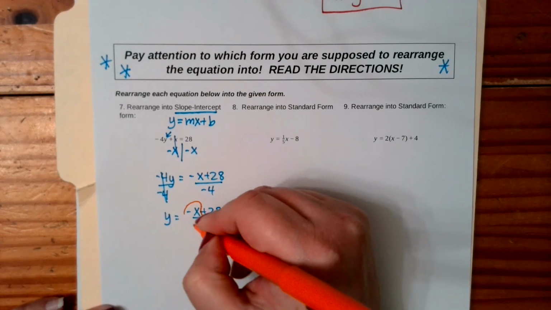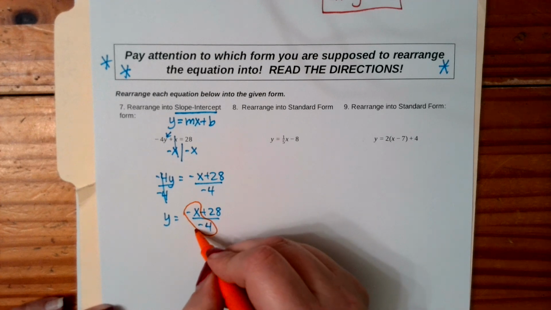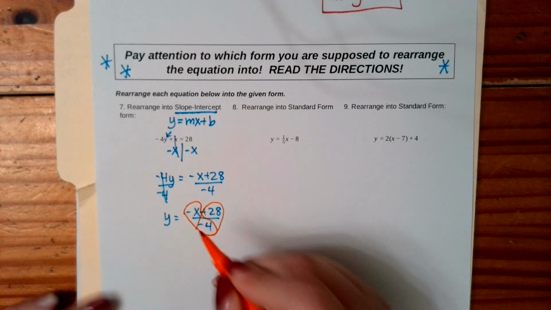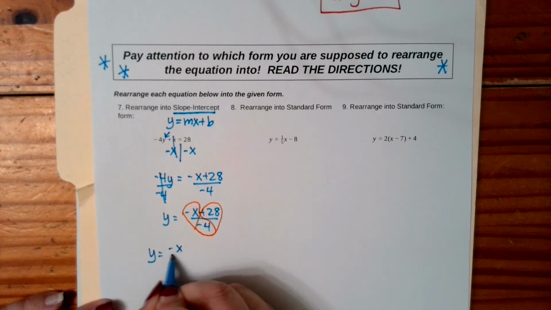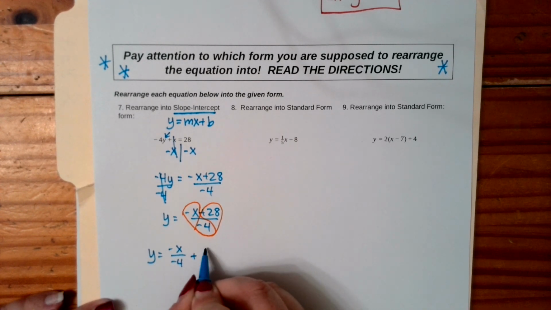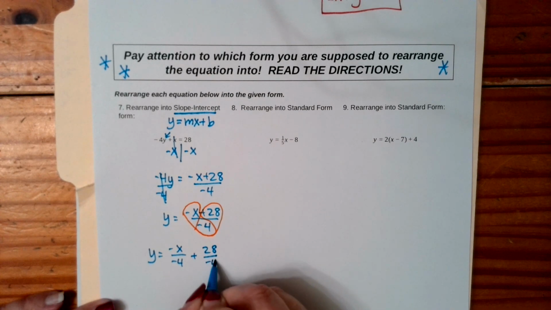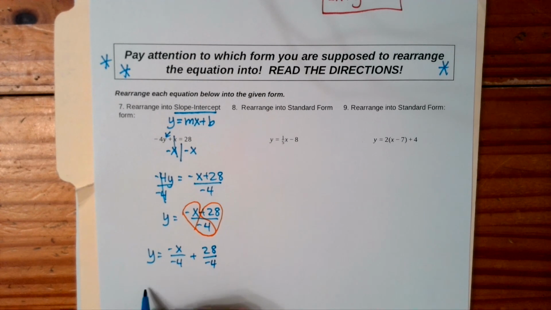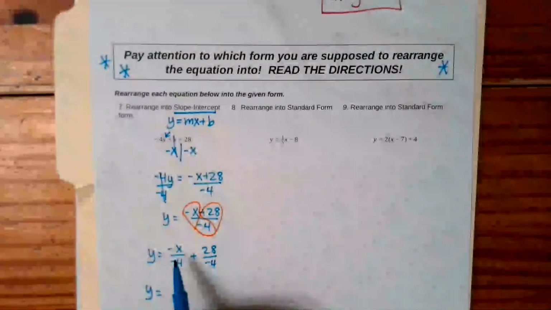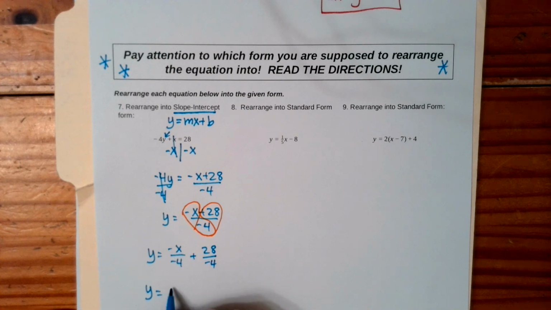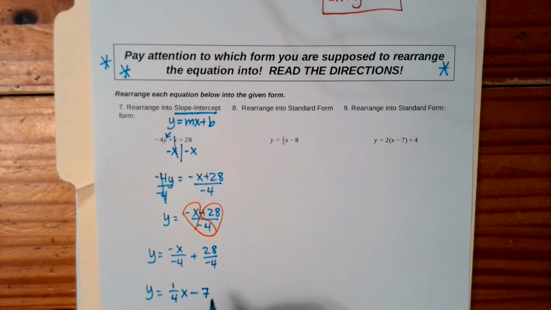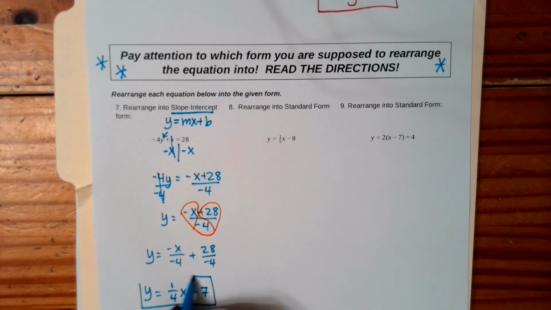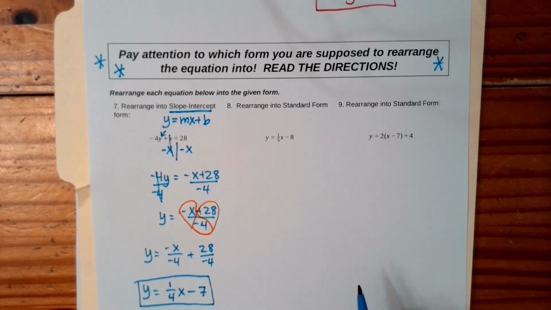So I'm going to do negative x over negative 4 plus 28 over negative 4. And now this is where we would need to use our calculators. But if we do negative 1 over negative 4, we get positive 1/4 x. And if we do 28 over negative 4, we get minus 7. So this is our slope-intercept form.